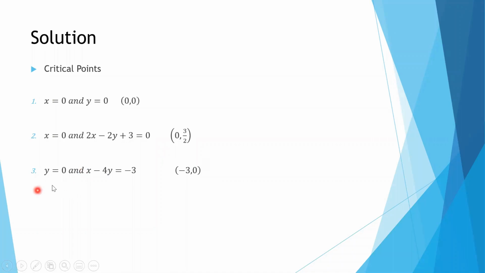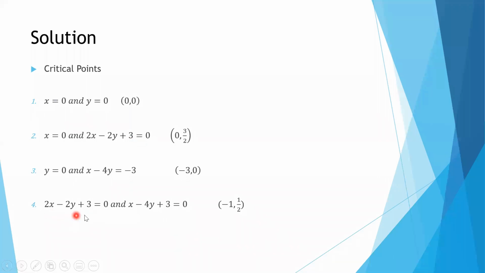The third point, y = 0 and x - 4y = -3. So now y is 0, so I can put y = 0 here. This term becomes 0 and x you will directly get as -3. So the third critical point is (-3, 0). The fourth one is the two other conditions. We are taking them simultaneously.